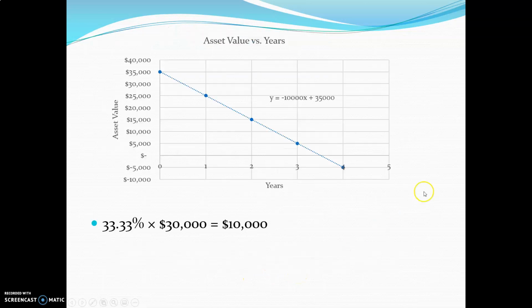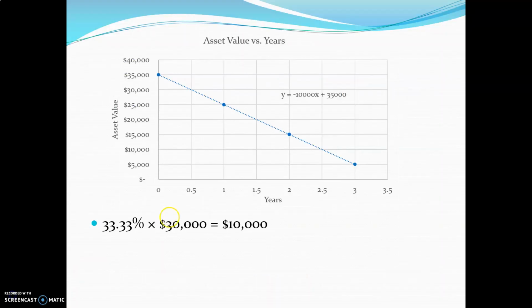So let's just take a look at what this looks like graphically. Graphically, we see that the value of the truck is $35,000. Every single year is going down by $10,000. So 35 becomes 25, 25 becomes 15, and 15 becomes 5. We finish off at 5 because that's residual value. So we shouldn't expect to go any further than this.